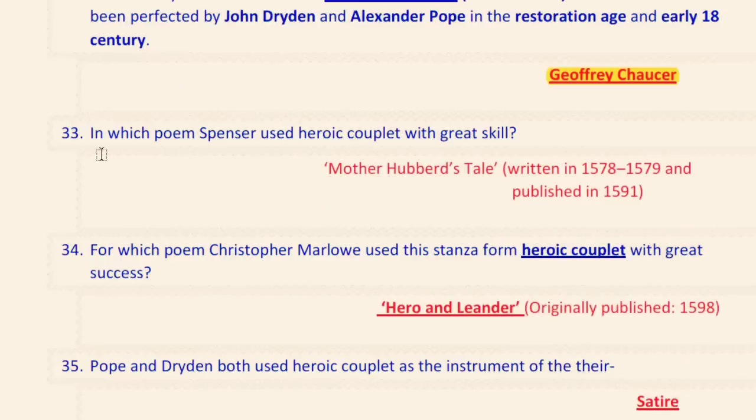Question number 33. In which poem Spenser used heroic couplet with great skill? The answer is Mother Hubbard's Tale. It was written in 1578 to 1579 and it was published in 1591.